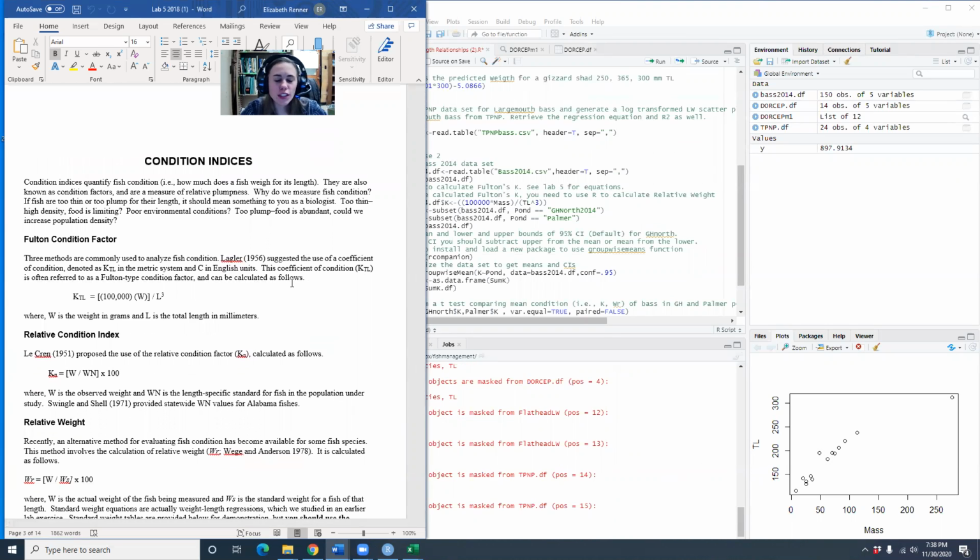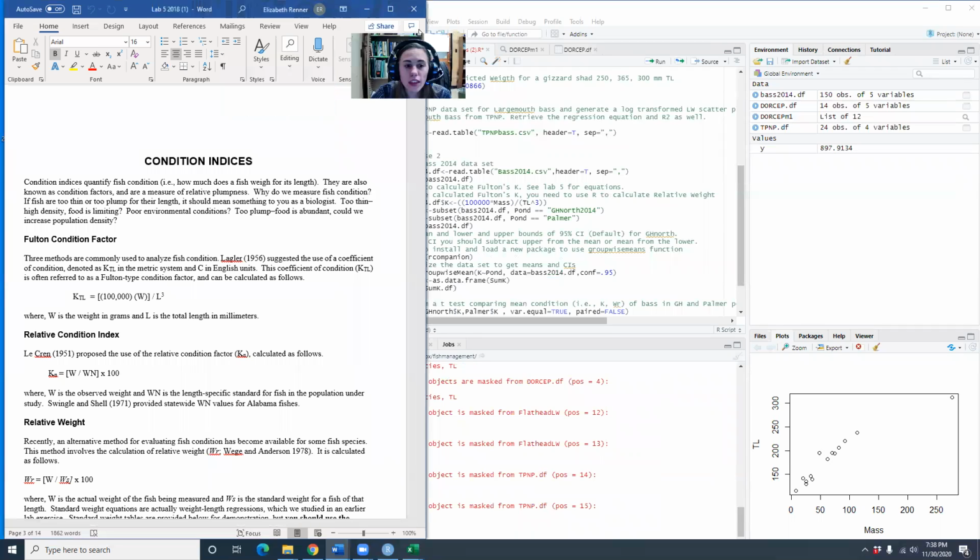So why do we measure fish condition? If fish are too thin or too plump for their length, it should mean something to you as a biologist. If it's too thin, are there too high of a density of a particular population? Is food limiting? Are there poor environmental conditions? If they're too plump, then food is abundant. Could we maybe increase the population density? Could the lake sustain more fish of that species?